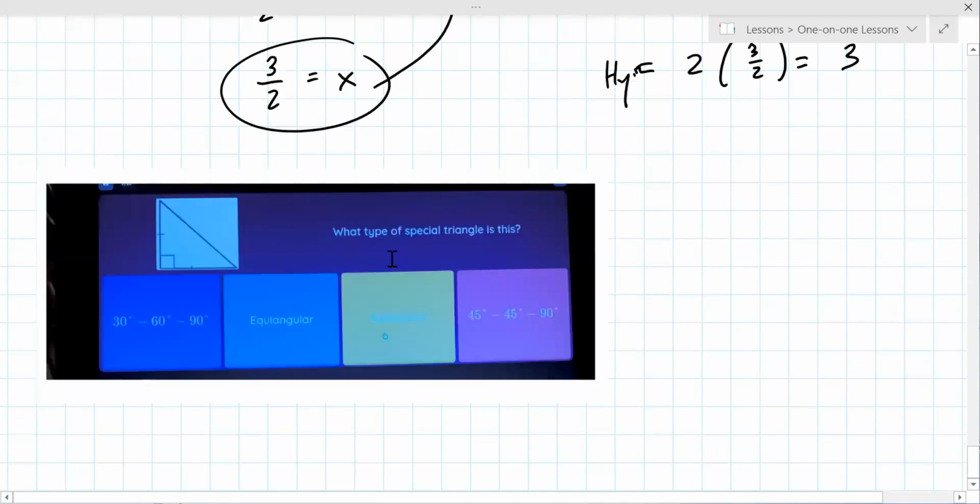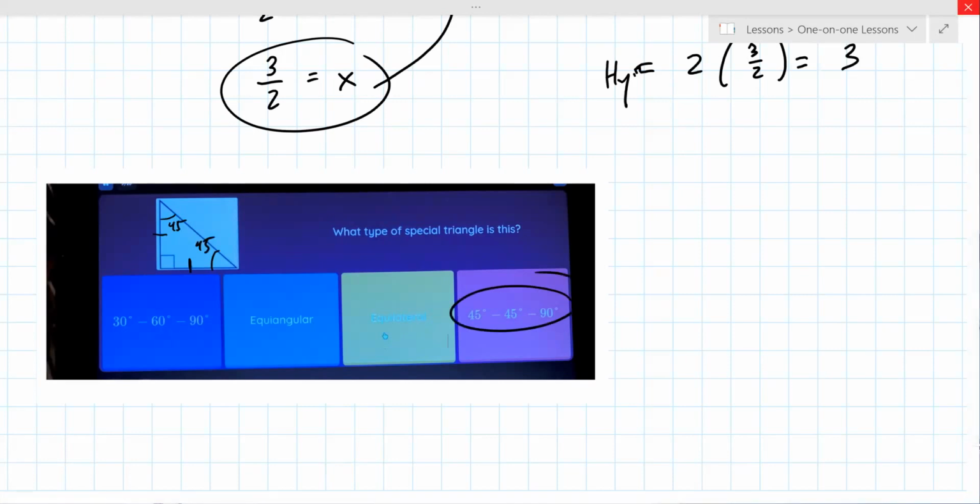All right, so what type of special triangle is this? It's one where you have these two sides that are the same. That means it's isosceles, and it tells you that these two angles are the same. If these two angles are the same and this one's 90, that means these two have to add up to 90 also. That means they're both 45, and that's why it's considered a 45, 45, 90 triangle.